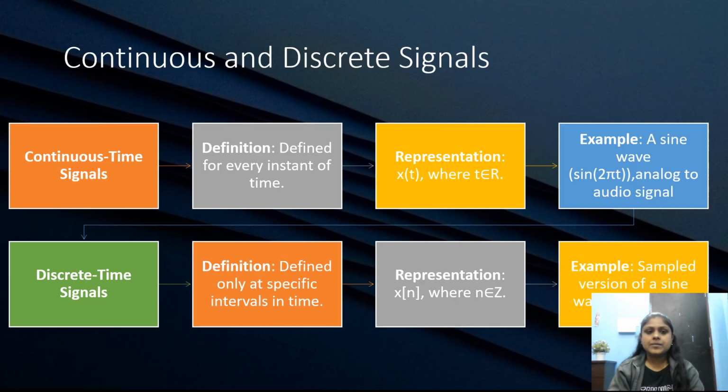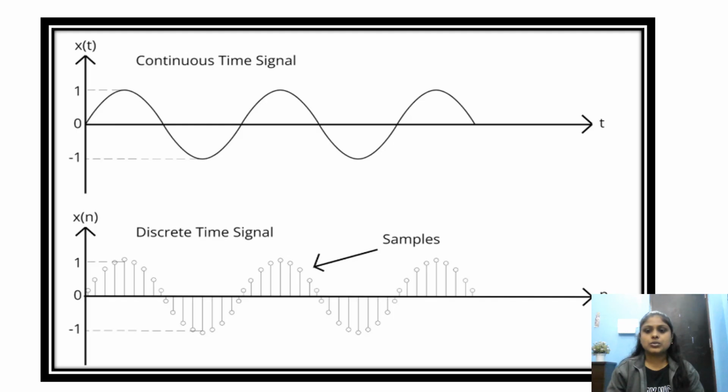Continuous and discrete signals: continuous time signals are defined for every instant of time, representation x of t where t belongs to R, that is real numbers, for example a sine wave sin 2 pi t and analog audio signals. And discrete time signals are defined only at specific intervals in time, representation x of n where n belongs to integers, that is Z. A sampled version of the sine wave is sin 2 pi n by N. This is the graphical representation of continuous time and discrete time signals.